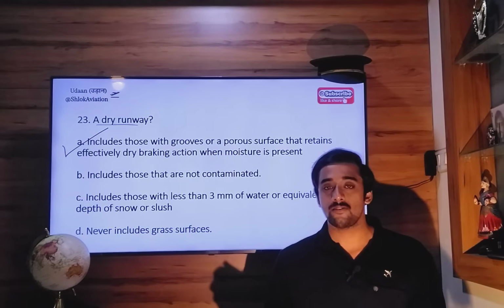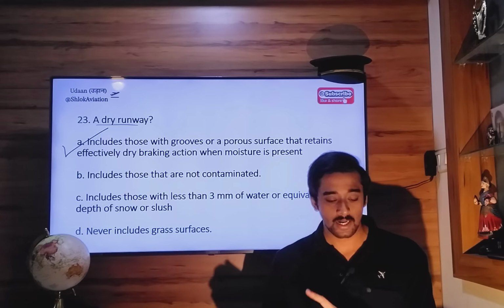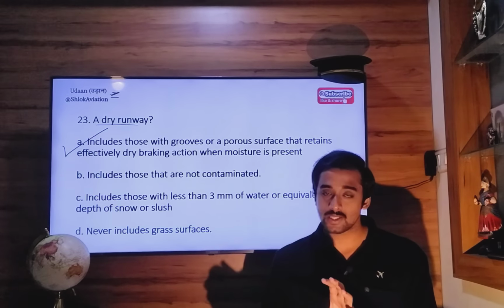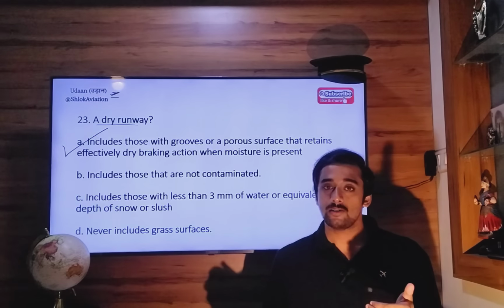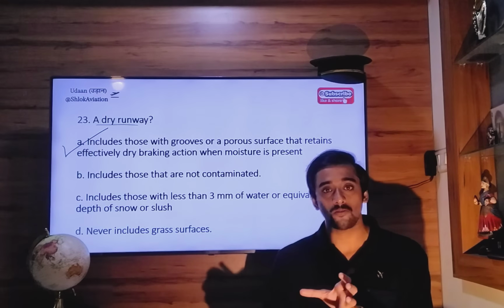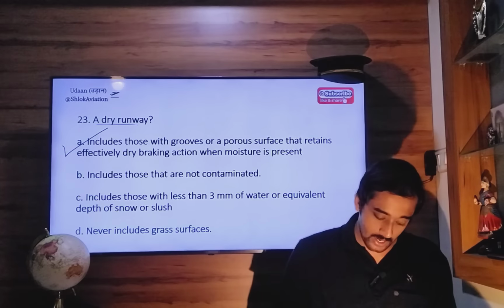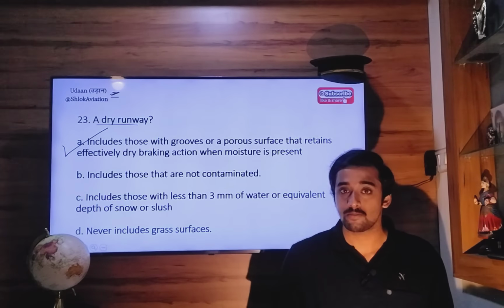A dry runway is a runway which is neither wet nor contaminated. Second criterion, it includes grooves or a porous surface which enhances the effectiveness of braking action when moisture is present, so that your aircraft may not slip or skid.